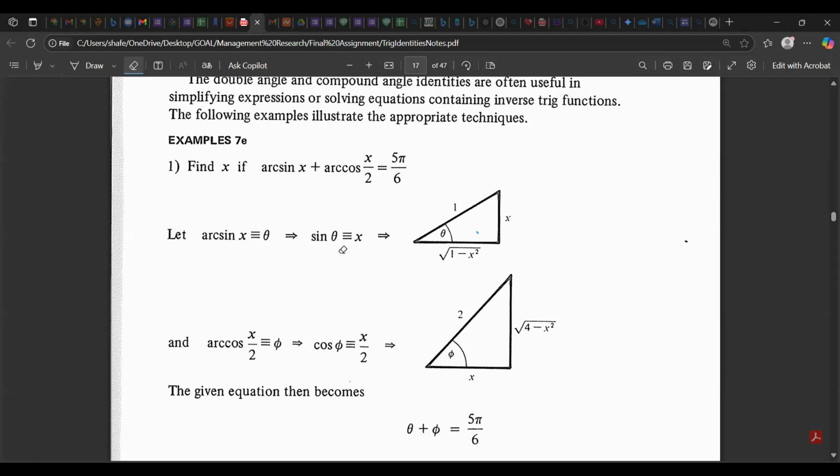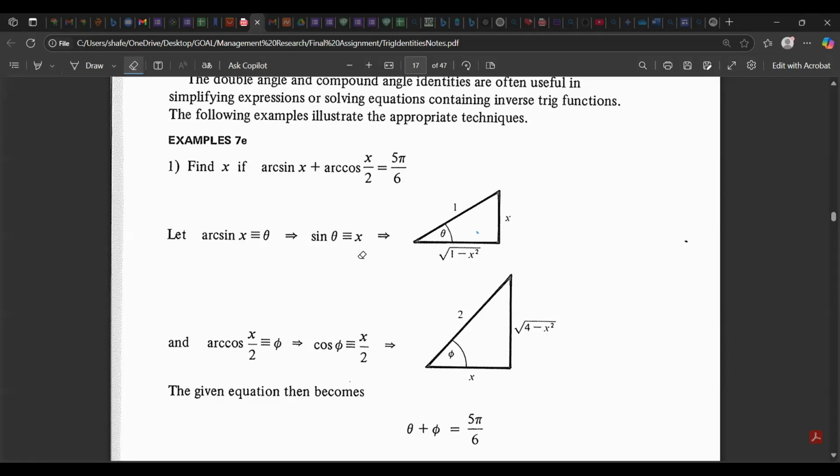But look at this. Arcsin x plus arccos(πx/2) is equal to 5π/6. How do we approach this? So this is the approach. We say let arcsin x be theta, which implies that sin theta equals x. Right?